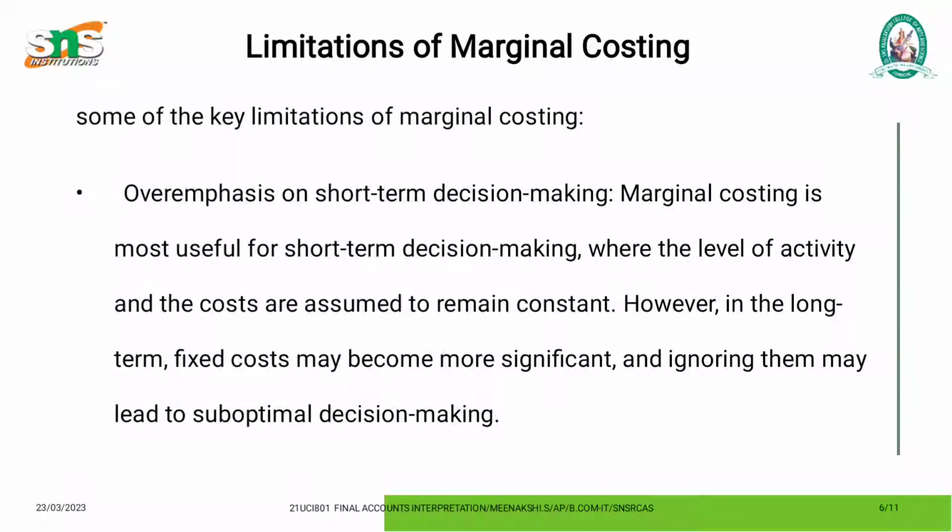Now we are going to learn about limitations of marginal costing. Though we have discussed so many benefits of marginal costing, this marginal costing has some down points. We are going to see them one by one. Some of the key limitations of marginal costing are overemphasis on short-term decision making. This marginal costing gives more emphasis on short-term decision making and it loses focus on long-term decisions. So it is considered as one of the drawbacks.